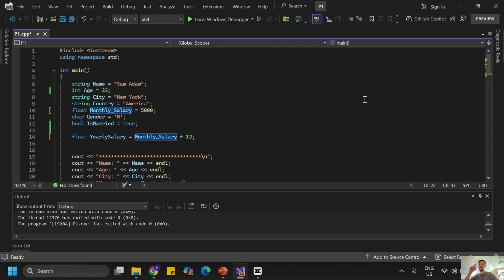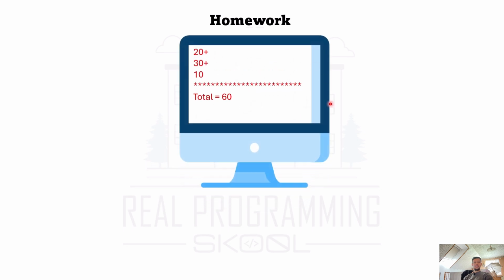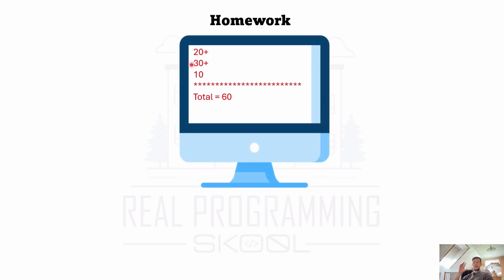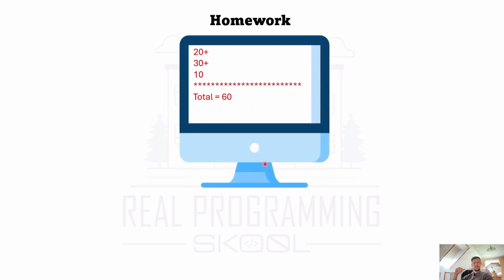So let's go and see the third homework that I gave you in the previous video. In the third homework, I wanted you to write a program to print on a console screen 20 plus 30 plus 10, a line of stars or asterisks, total equal 60. I asked you to write this shape of program, the same paradigm. All right, 20 plus 30 plus 10. So let's go to Visual Studio and see how we can solve it together.